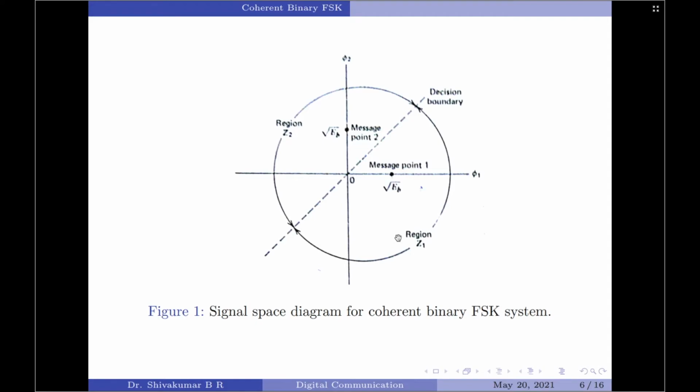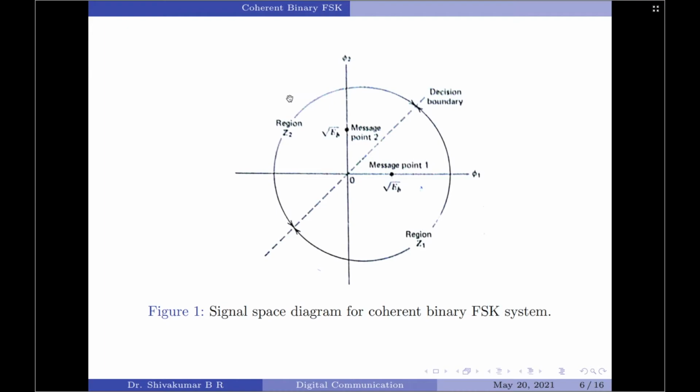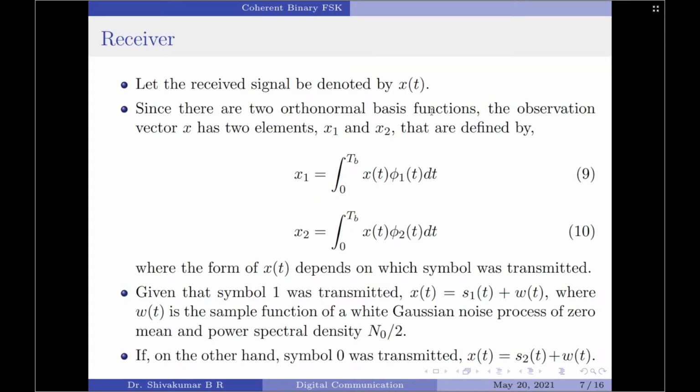However, we should note the received signal point will fall inside region Z1 if and only if the value of x1 is greater than x2. This is very important in decision making in a binary FSK system. On the other hand, when x1 becomes lesser than x2, then the received signal point will fall inside region Z2. So, the receiver will now decide in favor of symbol 0. Therefore, the decision boundary in the constellation diagram can be given by the equation x1 equals x2.